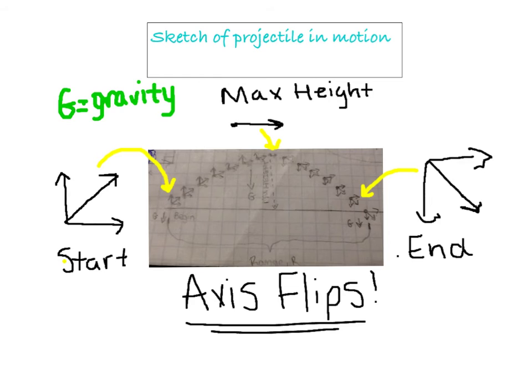Here I made a sketch of a projectile in motion. So when a person throws a discus, starting about here, the projectile will begin looking like this. Then, once it reaches the max height, it stays at the same level, and then while it goes down, because of gravity, the axes flip, and then it ends just like this.